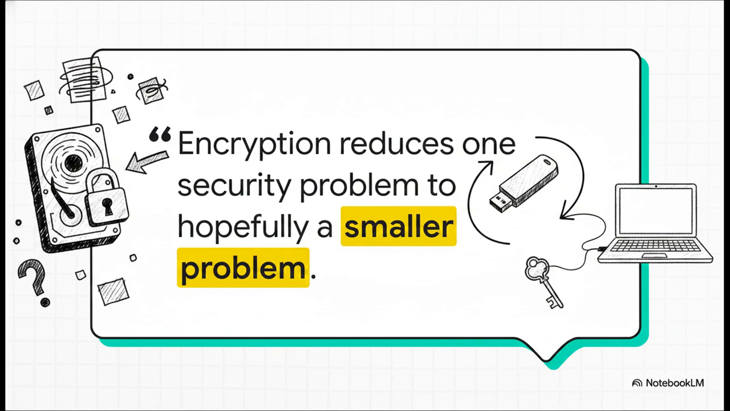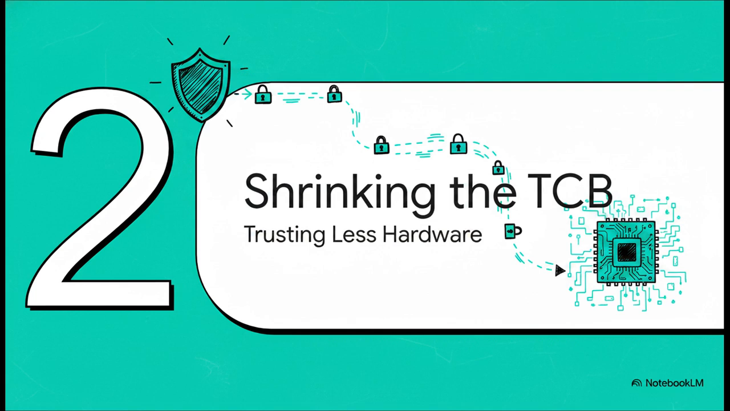If we use a password as the key, users are just going to pick weak ones. If we put it on a USB flash drive, people will literally just leave it plugged into the laptop for convenience, which means the key gets stolen right along with the laptop. Total fail. Let's move to section 2 and see how this builds, shrinking the TCB and the role of the TPM.